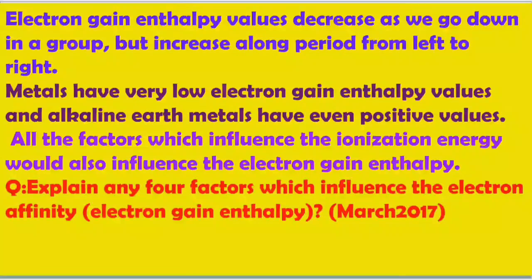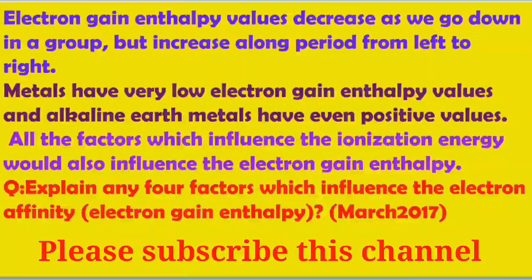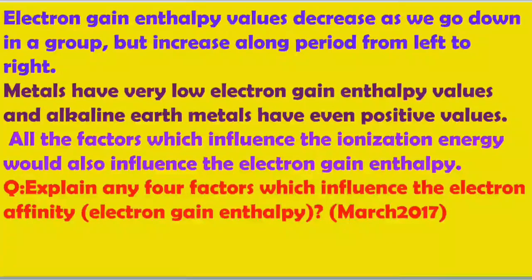Here is a question given in the public examination, March 2017. Explain any 4 factors which influence the electron affinity or electron gain enthalpy. So we have to write the same factors which are given for ionization potential: nuclear charge, screening or shielding effect, stable electronic configuration, penetration power of the orbitals, atomic radius. The same factors we have to write for electron affinity.